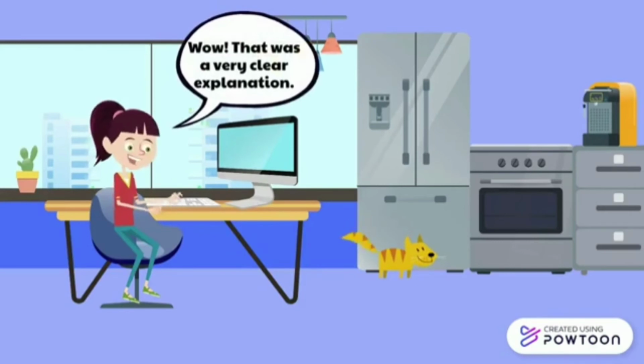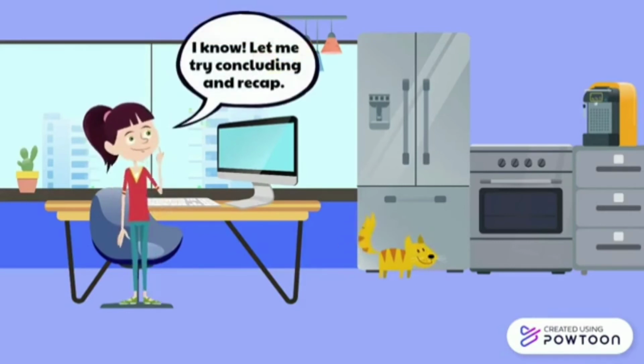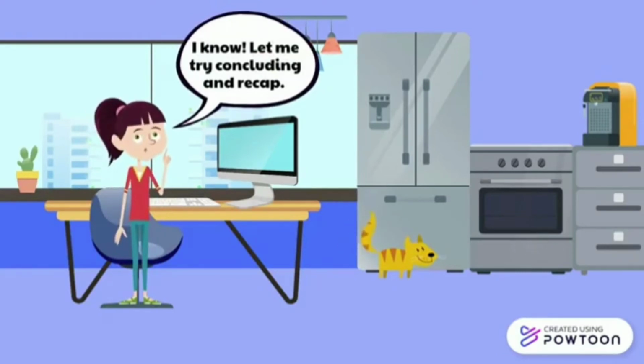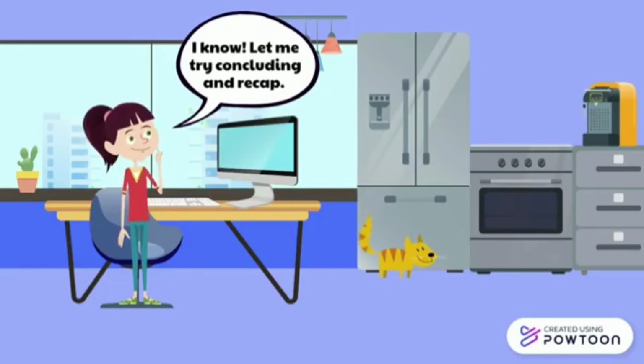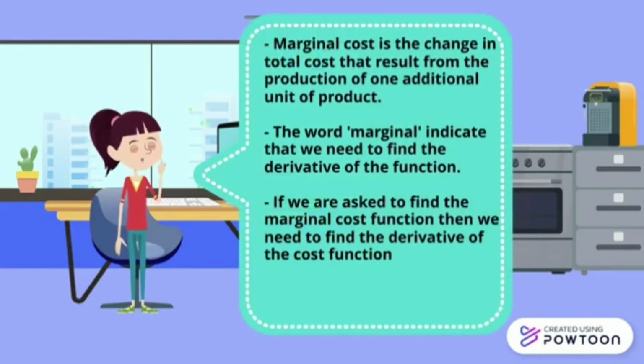Wow, that was a very clear explanation. I know. Let me try concluding and recap what I have learned so that I will have a better understanding of this topic. Based on what I understand, marginal cost is the change in total cost that results from the production of one additional unit of product.